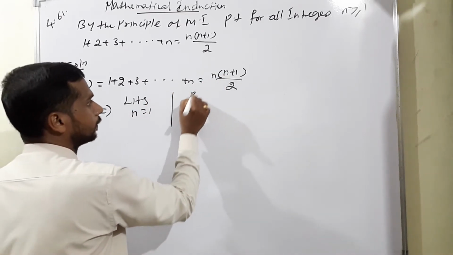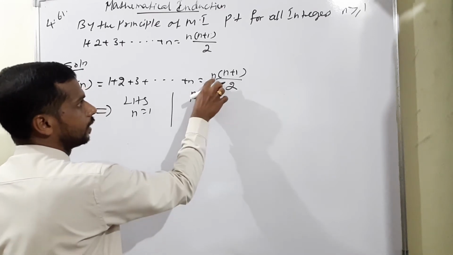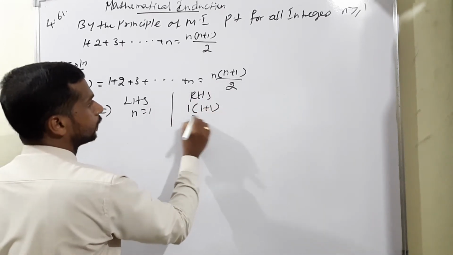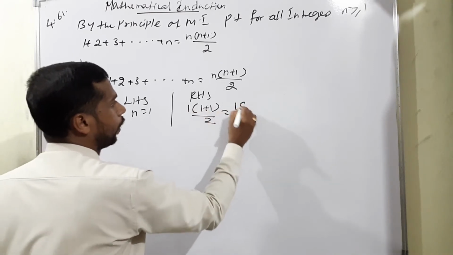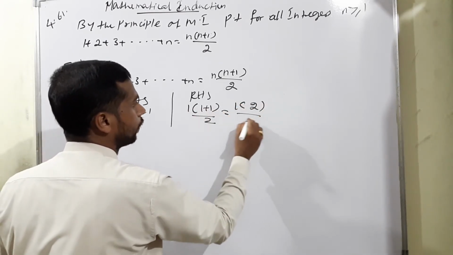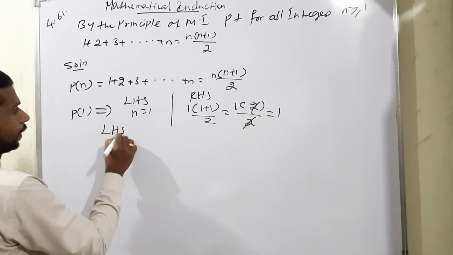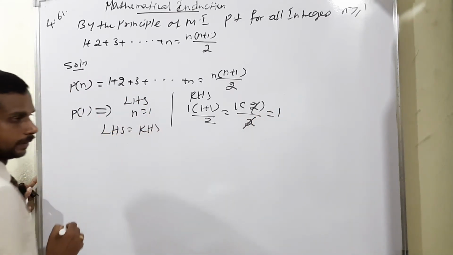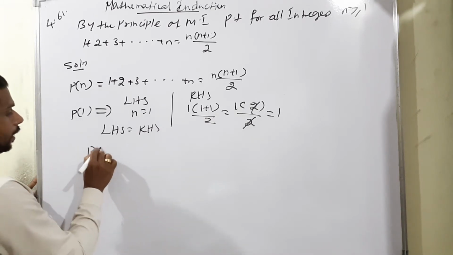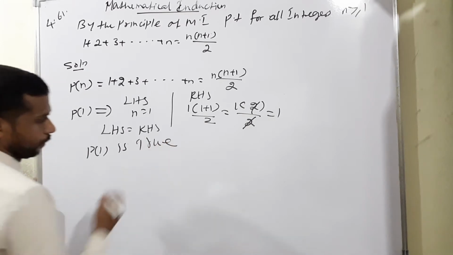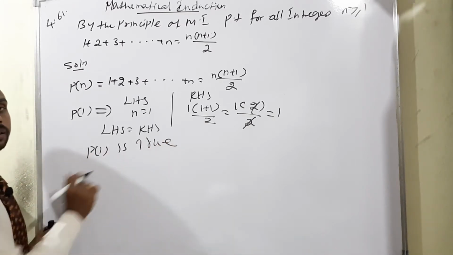Then the right hand side, RHS: what is the value instead of n? If you replace n with 1, it is 1 into 1 plus 1 divided by 2. So 1 into 1 plus 1 is 2, divided by 2, the 2 cancels, and it is equal to 1. See? LHS equals RHS. Both sides are equal, so we can say P of 1 is true. This is one of the main parts in mathematical induction.